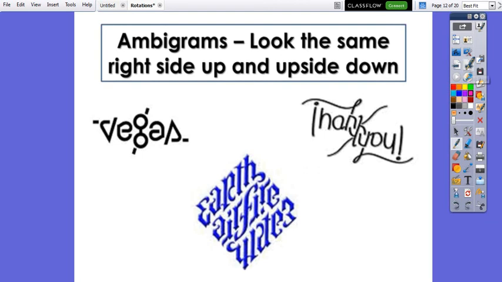Okay? Ambigram is something that looks the same right side up as it does upside down. These are kind of weird things here. What does that say? Vegas. If you flip it over, it still says Vegas. All right? It looks exactly the same if you flip it over. So it has 180-degree rotational symmetry. Same thing with this. Can y'all see what that says? Earth. Yep, Earth.